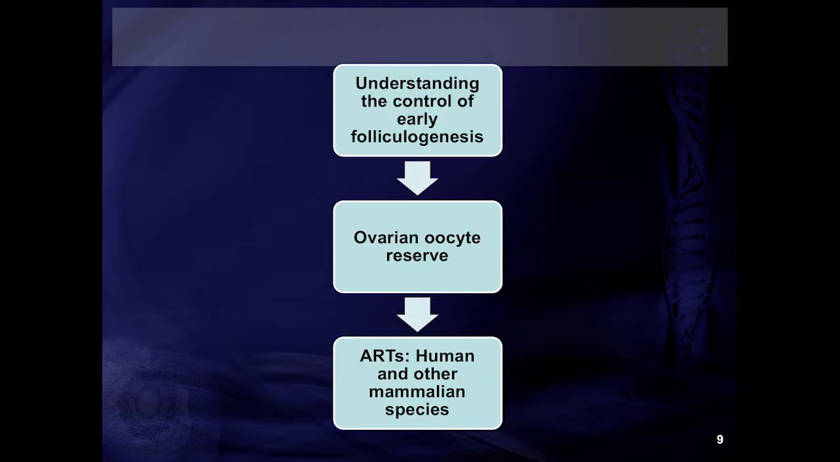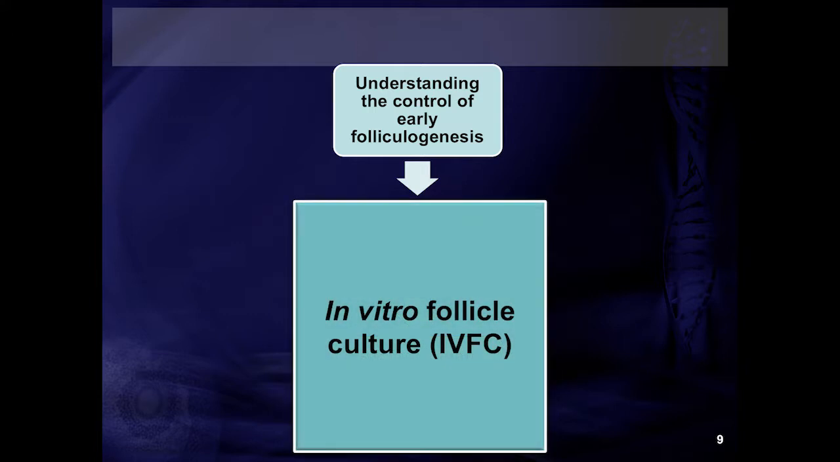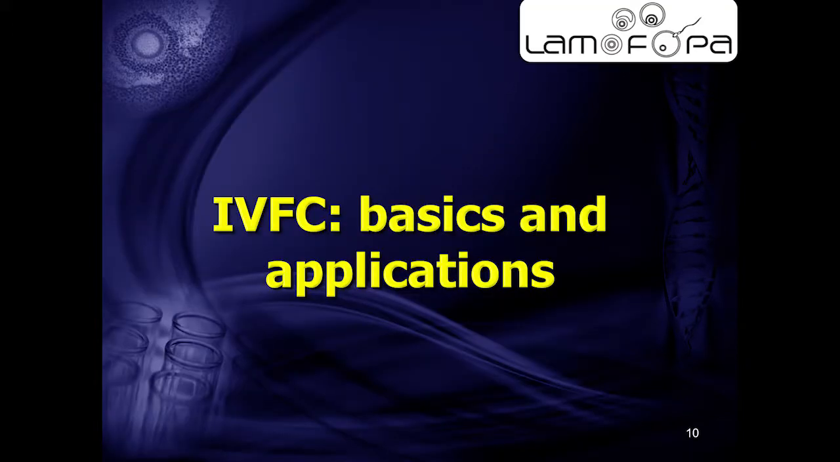factors. After this brief overview, it's reasonable to state that understanding the control of early folliculogenesis is crucial to optimize the use of the ovarian oocyte reserve in assisted reproductive technologies in humans, as well as in other mammalian species. Among these technologies, I will highlight in this presentation the in vitro follicle culture. Now, I'm going to give you some basics and applications of this technology.